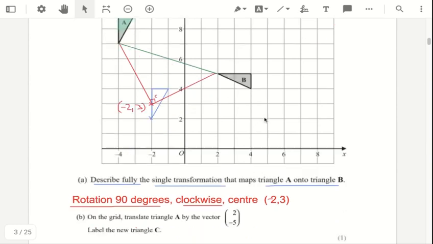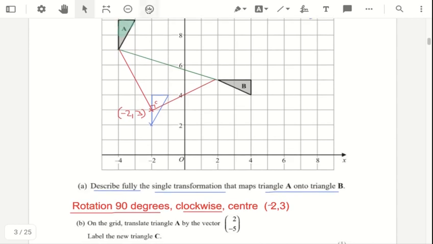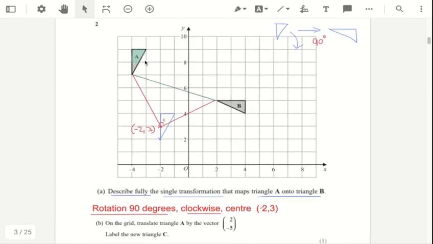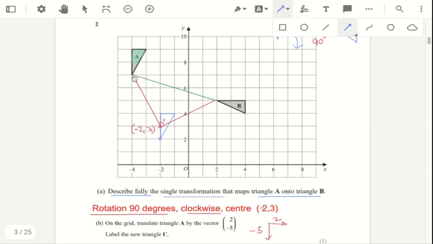Okay, next question. So the next question is we want to translate triangle A, so we focus on this triangle A here, by vector (2, -5). So basically saying that we want x to move 2 and then y to move minus 5. Okay, so how do we do it? First of all, let's say this point here, move down 5, then move 2 to the right.